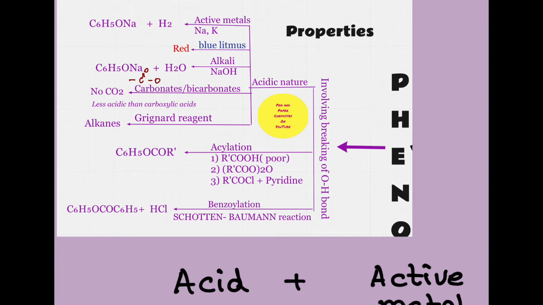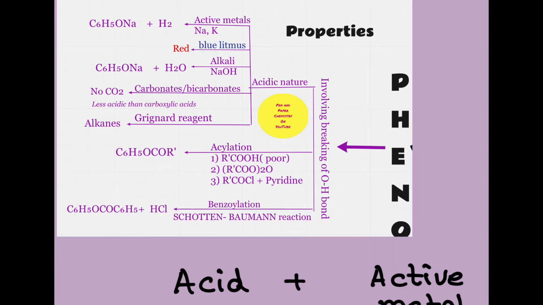In other words, they are less acidic than carbonic acid, and they are even less acidic than carboxylic acids. The details of this aspect we will do further. One very interesting point, if you remember the topic of Grignard's reagent, we had said that any compound with an active hydrogen, that is an acidic hydrogen, will be able to react with Grignard's reagent to give us an alkane. So these are the properties that we are going to write together now.